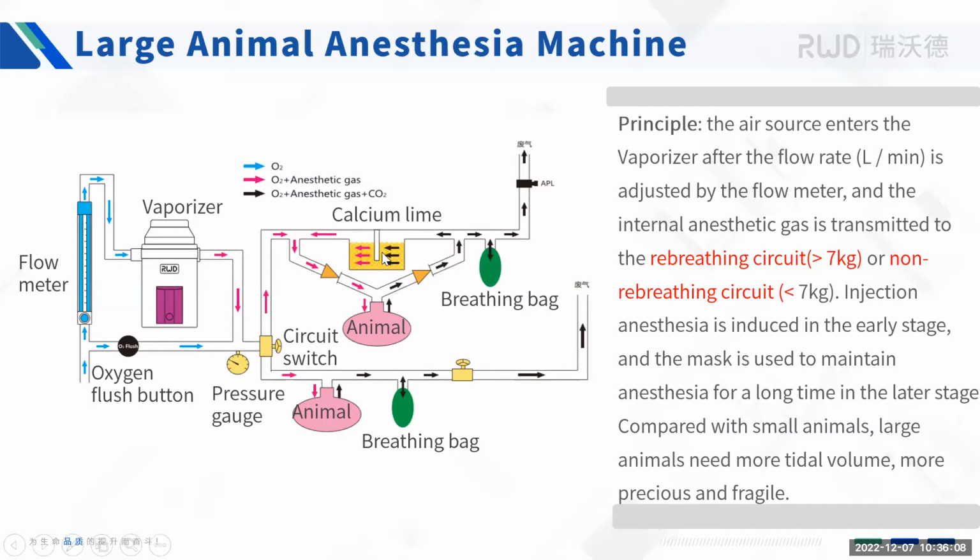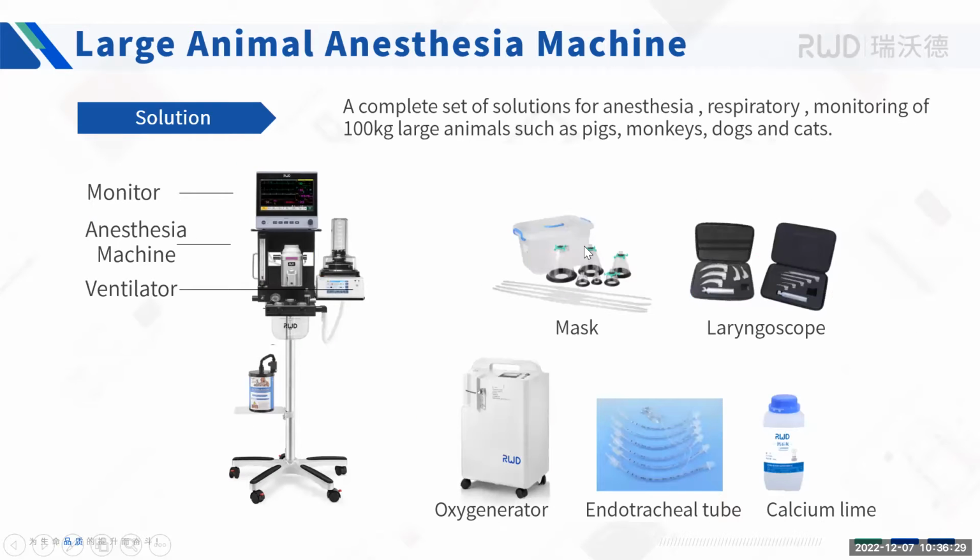The carbon dioxide in their breath will be absorbed in this part, and the remaining gas will go through this part, and the animal will inhale it again. So it can help us save lots of anesthetic. And here is the solution for large animals, including the ventilator and the monitor.